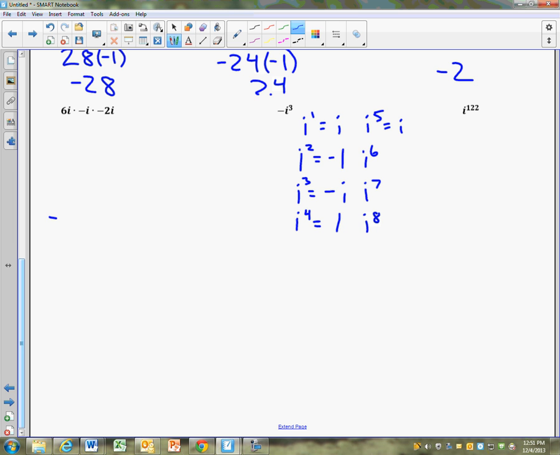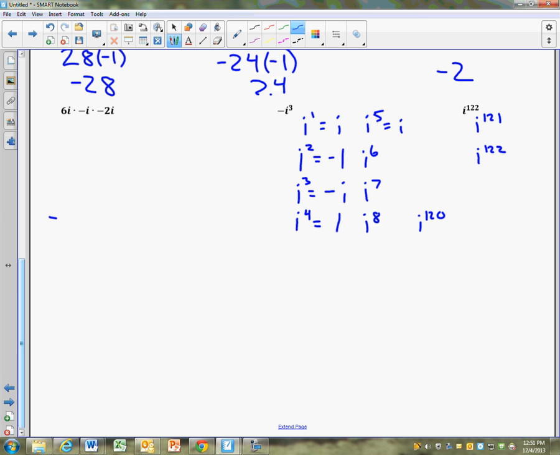Well, I don't want to write them all out. So what do you notice about this right here? It cycles through by 4, so divisible by 4. What is a number close to 122 that's divisible by 4? 120. So i to the 120th is the same as i to the 4th. So that means i to the 121 is going to be the same as i to the 1st. And i to the 122 is going to be the same as i to the 2nd. So, i to the 122nd, negative 1.